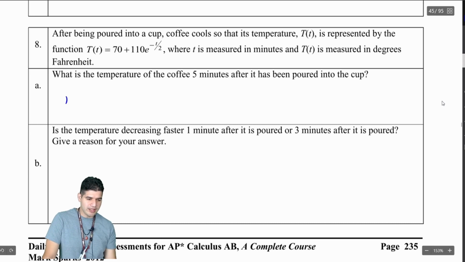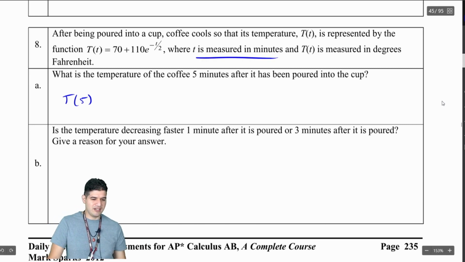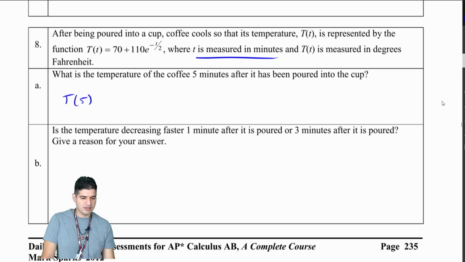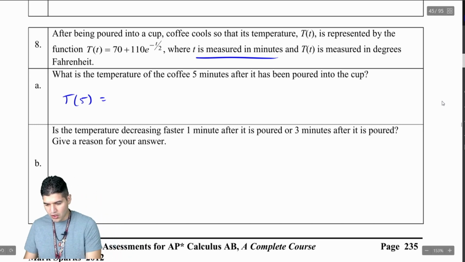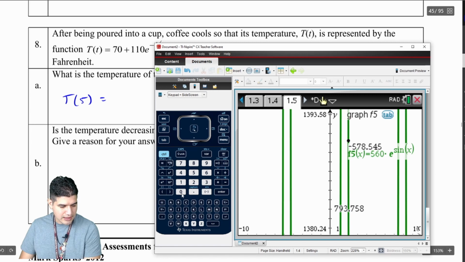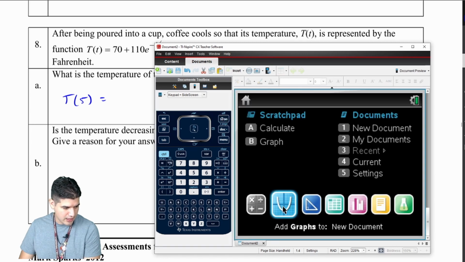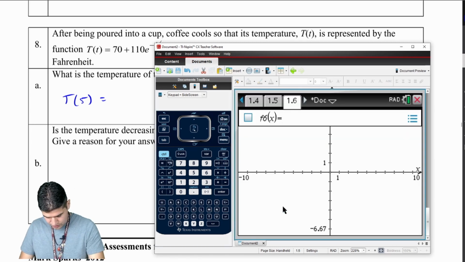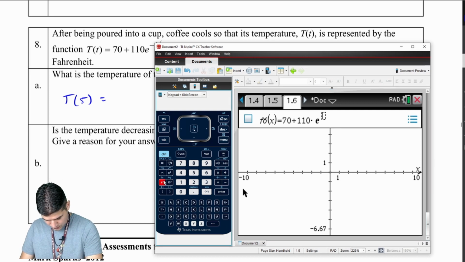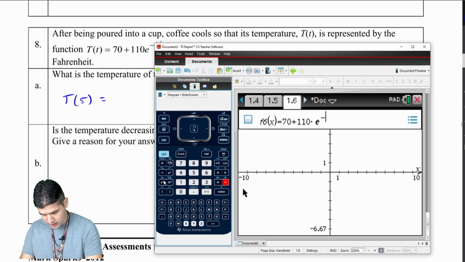Well, really all we need is T of 5, the temperature at 5 minutes, because t is measured in minutes, so we don't really need to do anything fancy around that. So T of 5, well, let's just get that, and that's all it's asking for, okay? Let's graph this, add a graph, and let's go 70 plus 110 times e to the power of negative x over 2.